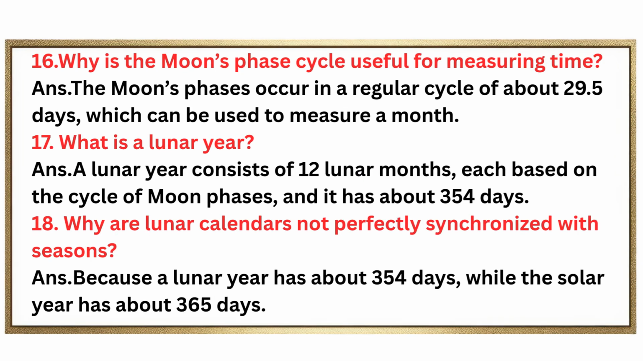Question number 16. Why is the moon's phase cycle useful for measuring time? Answer. The moon's phase occurs in a regular cycle of about 29.5 days, which can be used to measure a month. Question number 17. What is a lunar year? Answer. A lunar year consists of 12 lunar months, each based on the cycle of moon phases, and it has about 354 days. Question number 18. Why are lunar calendars not perfectly synchronized with the seasons? Answer. Because a lunar year has about 354 days, while the solar year is about 365 days.